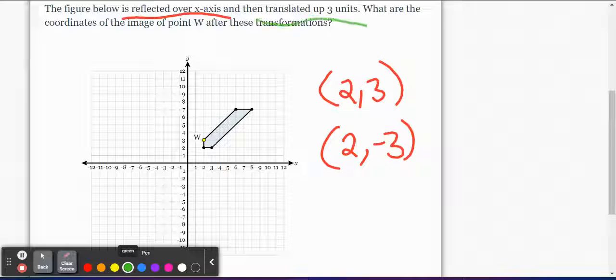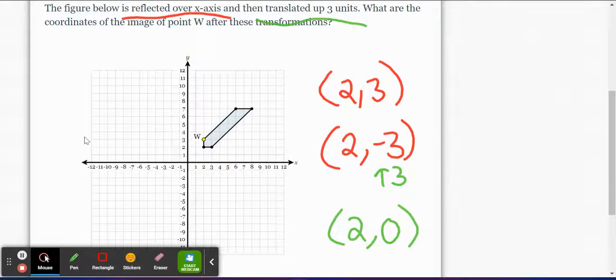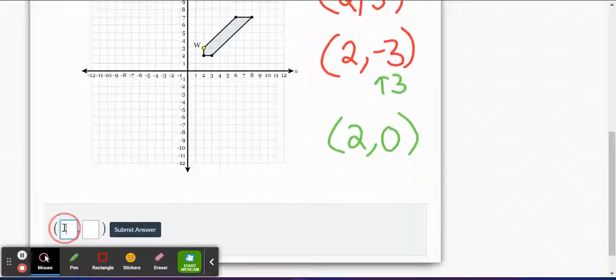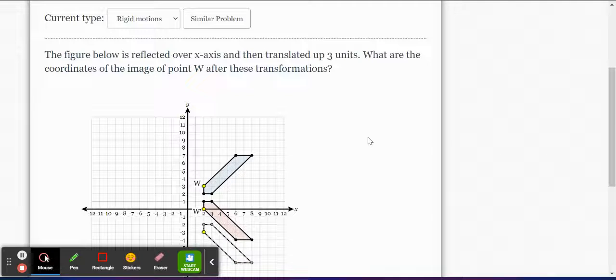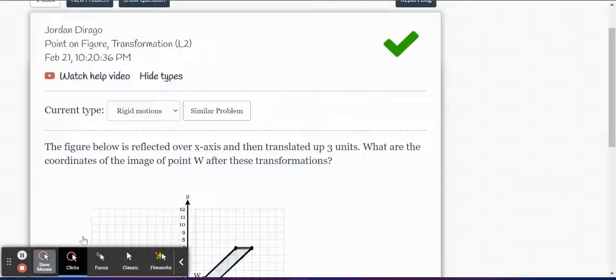Now, when it's translated up 3 units, that means the y value goes up 3. So -3 plus 3 ends up becoming (2, 0). Okay, so -3 up 3 goes to (2, 0). So I write it all out when you do these, and you should get used to doing that as well, just to keep track of your thoughts. It's more convenient to do it on the grid, but writing it out just makes sure you're keeping track of all those transformations.